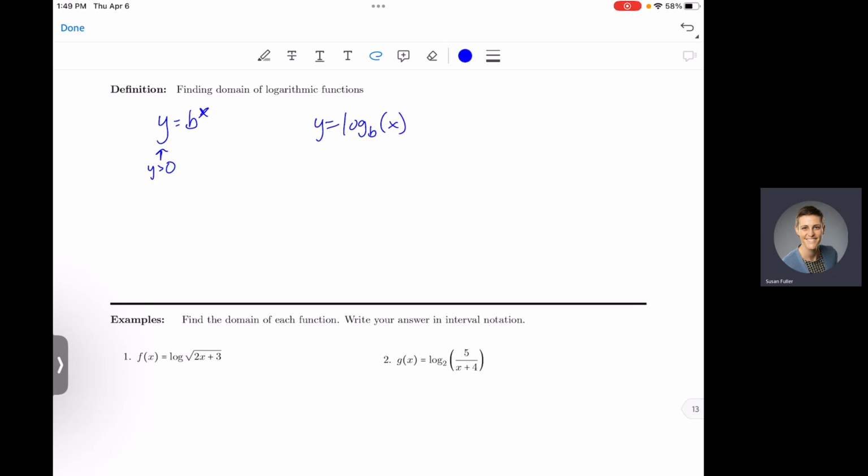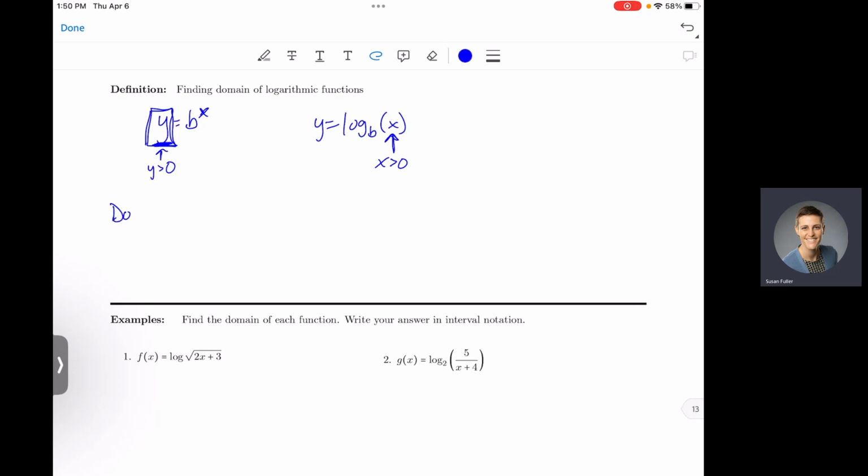And remember, in an inverse function, your y and your x are backwards. So this x that's in here is actually the thing that came out of my exponential function. And so basically that means that this x value, the thing inside your logarithm, has to be greater than 0 because it's an output of an exponential. Your input of a logarithmic is the output of an exponential. So the input of a logarithmic function has to be greater than 0.